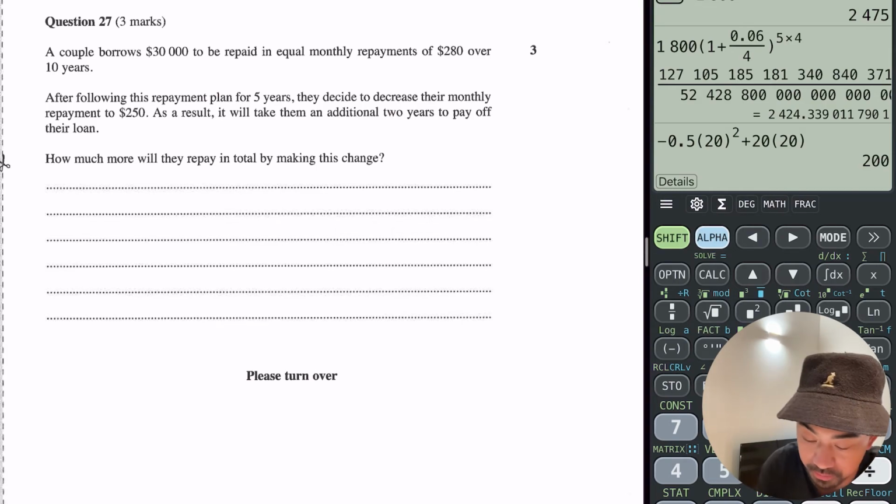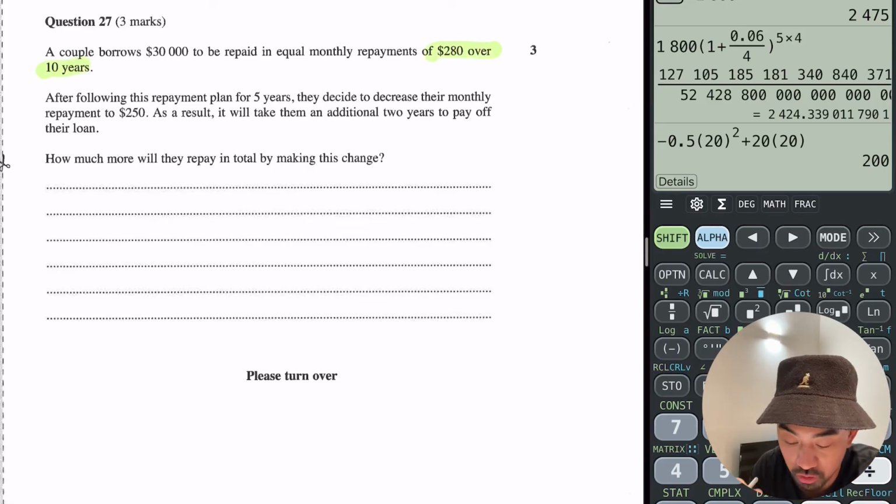$280 over 10 years. So 280 over 10 years. After following this repayment plan for 5 years, they decide to decrease their monthly repayment to 250. As a result, it will take them an additional 2 years to pay off their loan. How much more will they repay by making this change?